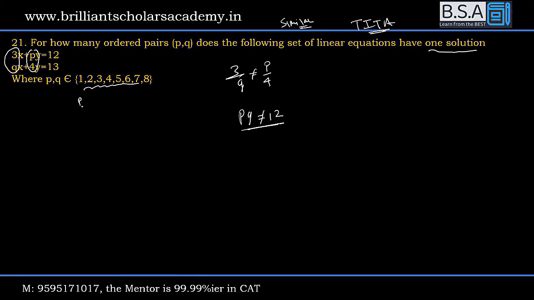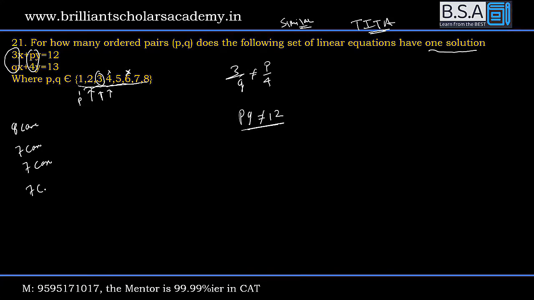When P is equal to 1, Q can be any one of these values. Multiple 12 nahi aayega. When P is equal to 1, there are 8 cases. When P is equal to 2, Q cannot be 6. तो बचे 7 cases. When P is equal to 3, Q cannot be 4. बचे 7 cases. You want to prove that is not equal to 12, you can do that. When P is equal to 4, Q cannot be 3.